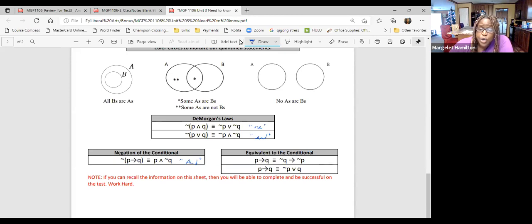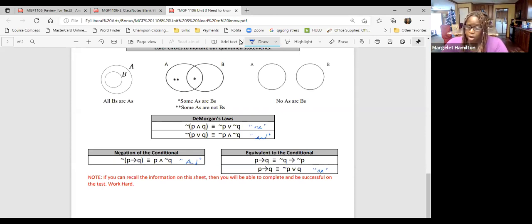But always know that it's equivalent to its contrapositive. But we also need to know that the conditional statement is equivalent to negation P or Q. So we negate P and it turns to or, and leave the Q. So it is equivalent here to these two statements. So we've gone through our whole need-to-know sheet right now. That's going to get us through pretty much 80% of the test.